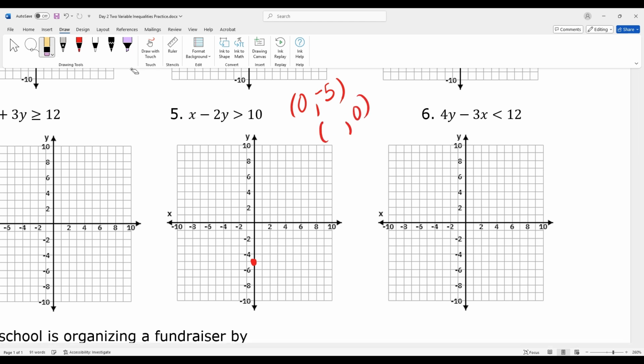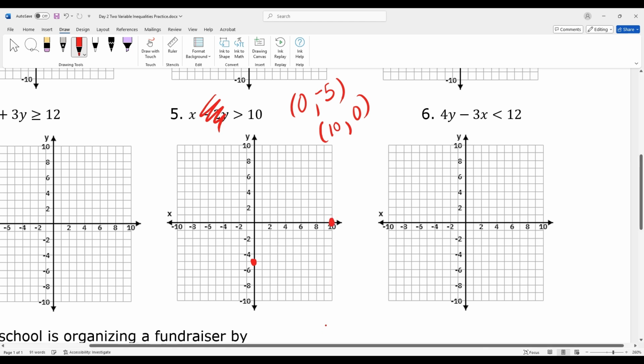We're going to find our x-intercept. Our x-intercept is when y is equal to 0, so that 2y is covered up. That gives me an x value of 10. So I'm going to plot the point at 10. Okay? Now, this is a dotted line. I'm going to do my dotted line so it's open.